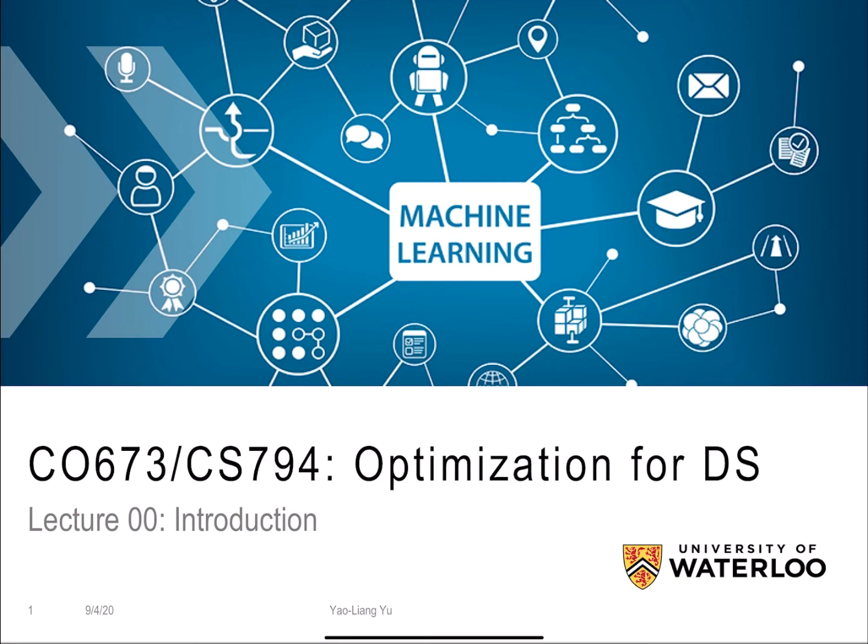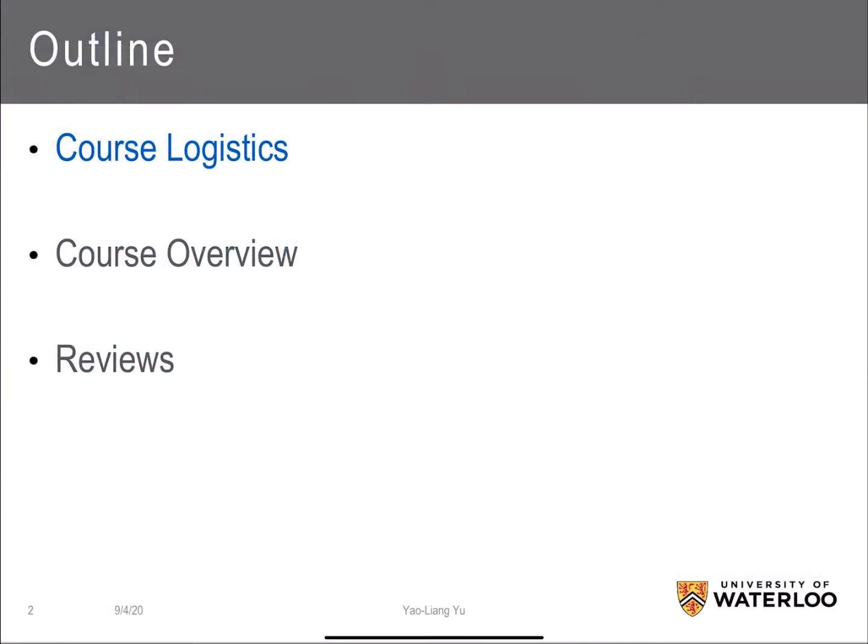Okay, so welcome everyone to CO673 CS794 Optimization for Data Science. This is our first lecture. In this lecture, I'm going to introduce some course logistics, and I'm going to go over the course to give you a very brief review and some examples. Okay, so let's get started. This is an outline of the lecture.